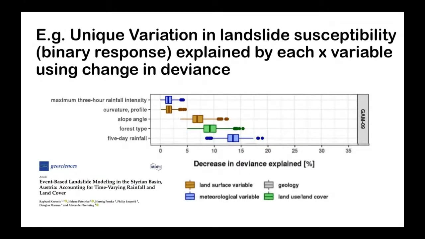So just to show you an example of a paper that used this method, decrease in deviance explained. This paper was looking at variation in landslide susceptibility. So it's a binary response. The sites either had a landslide or they didn't. And they compared a bunch of variables. They had a bunch of variables in their model, and afterwards they wanted to look at how important they were. Here their model was actually a GAM. So they had wiggly terms through these X variables.